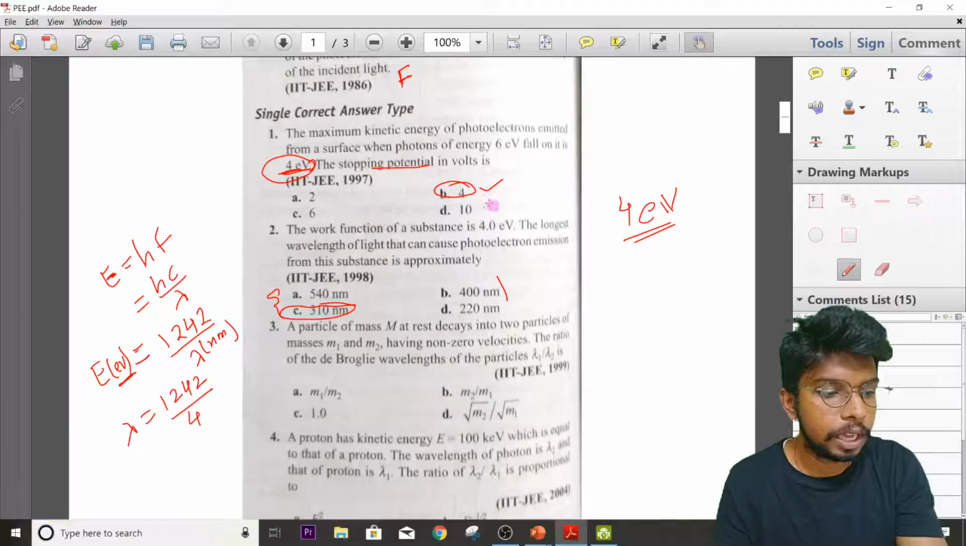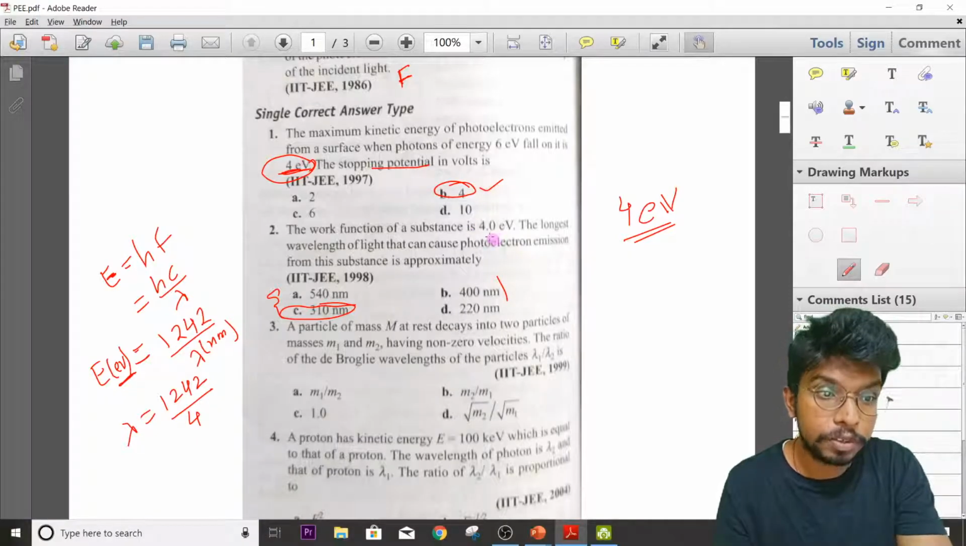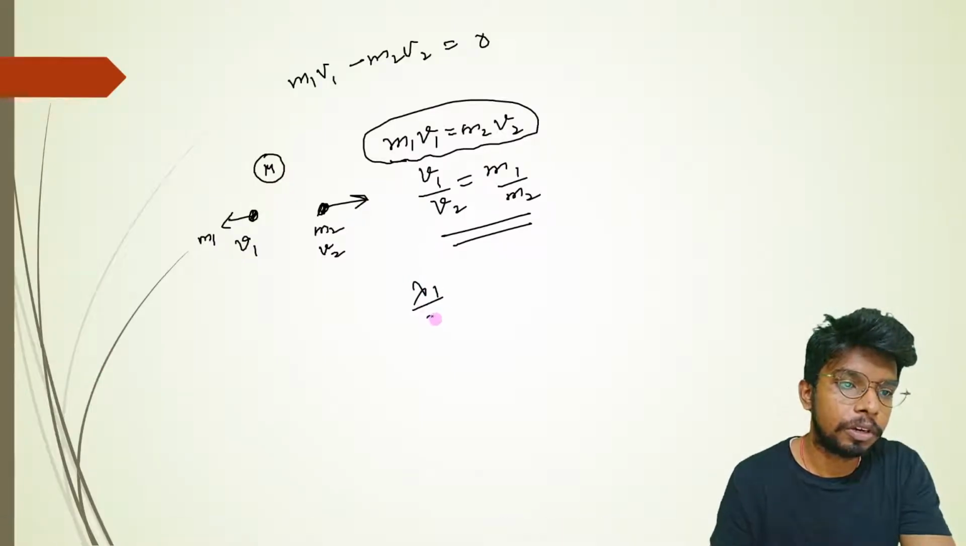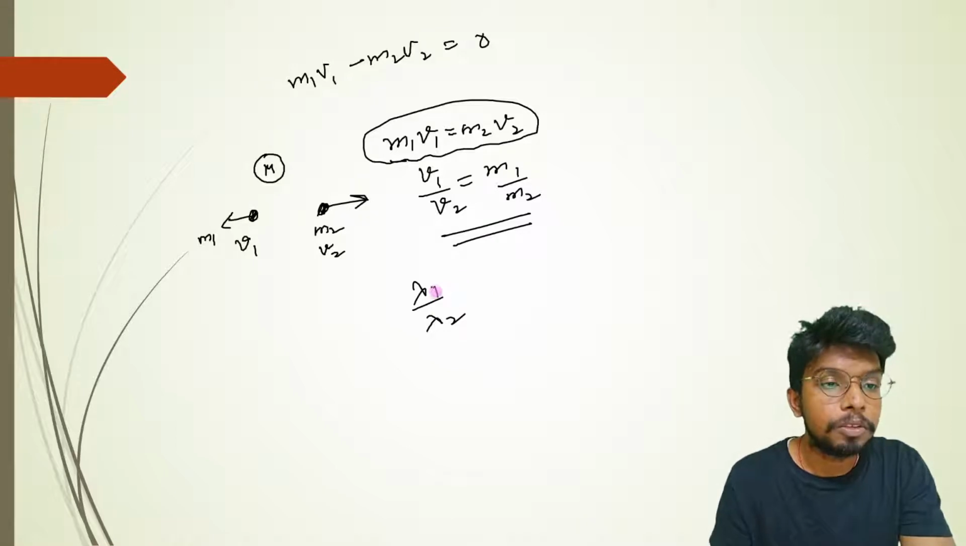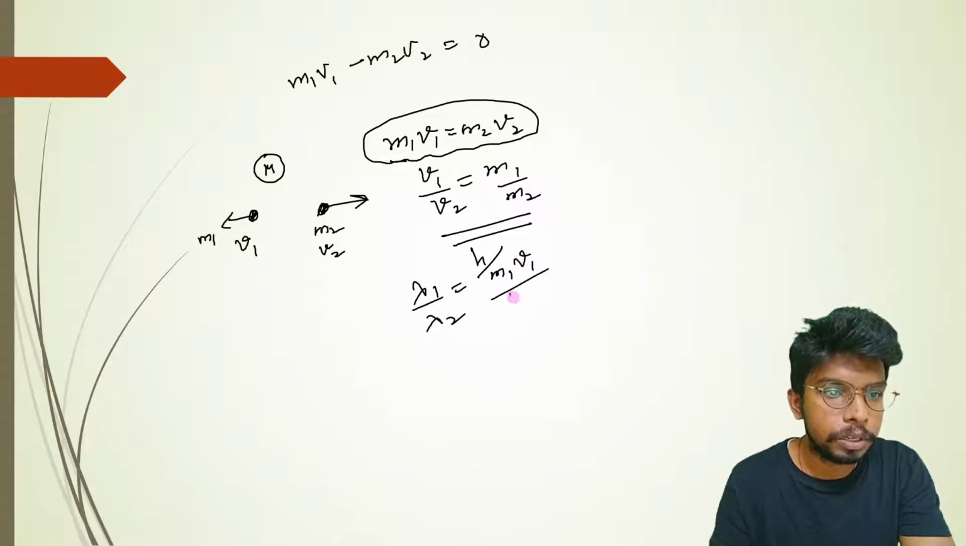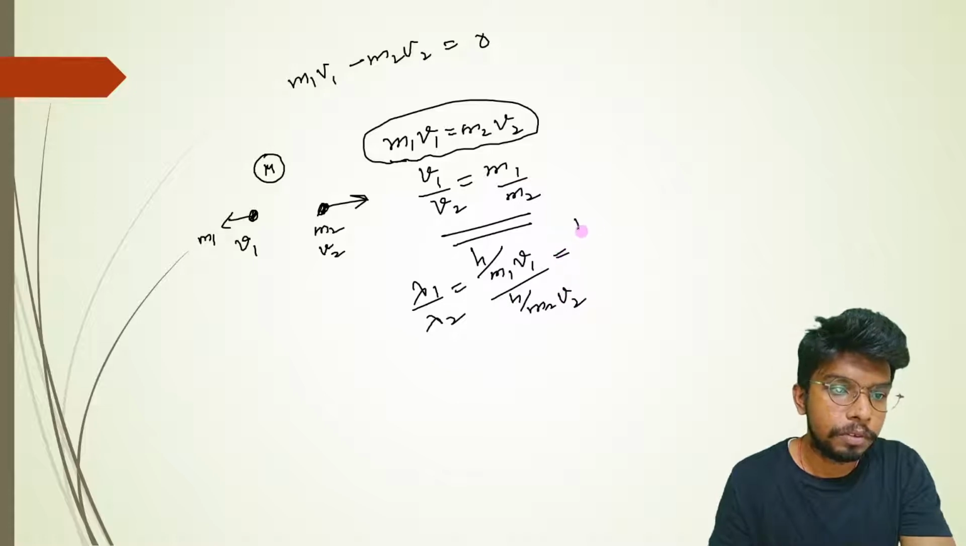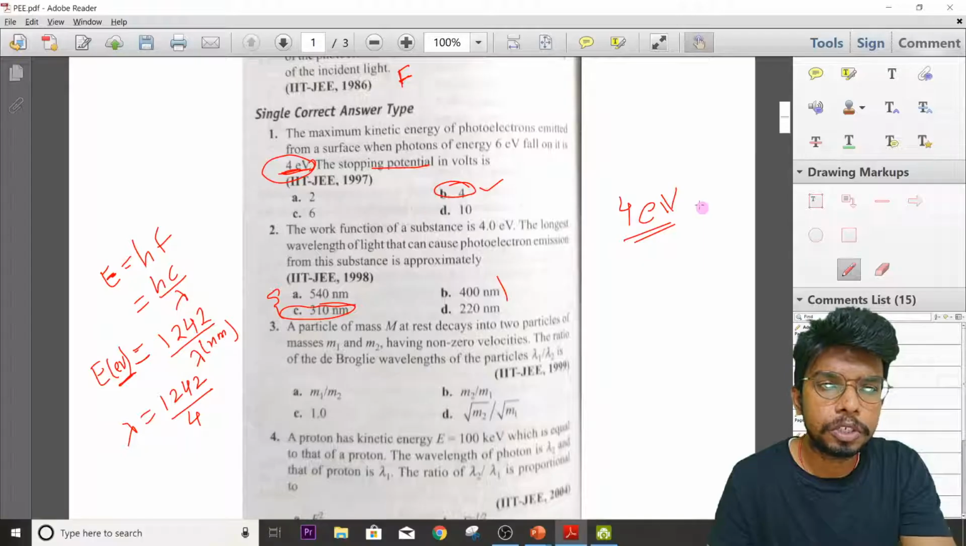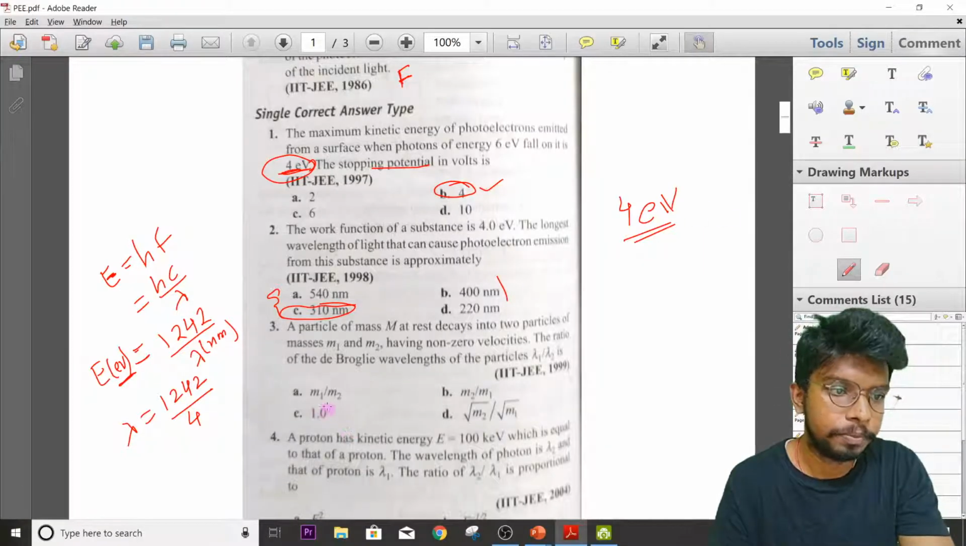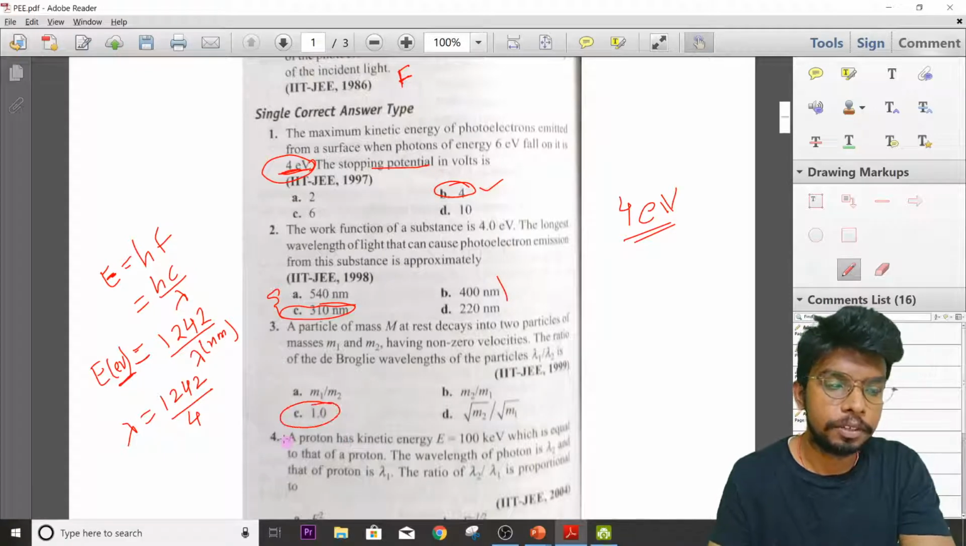We have been asked to find the ratio of the de Broglie wavelengths. We read it as de Broglie, but it is de Broglie in the actual manner. So lambda 1 by lambda 2, where lambda is h over mv, is h by m1 v1 over h by m2 v2. Effectively I'll get m2 v2 over m1 v1. And these two are equal, so it should come out to be 1. Do we have an option? Yes, 1 should be the correct result.